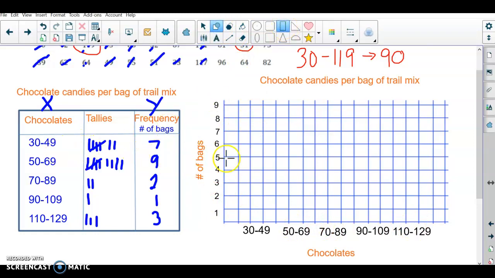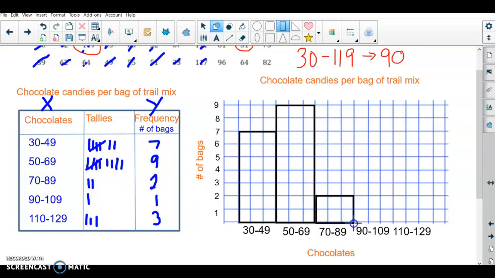Okay, our first one is 7. Notice that I'm starting with the number 30, so I'm going to move in one little spot before I start my bar. It's really easy to do a histogram with a graph. Okay, so there's a bar of 7. Then my next interval is 9. Okay, 70 to 89 is 2.